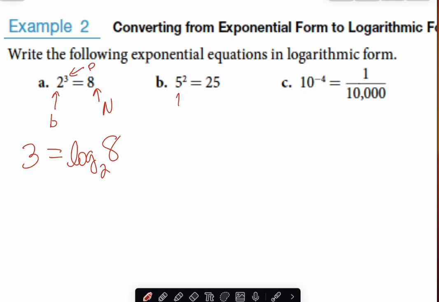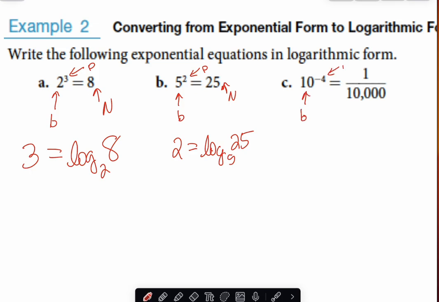So here, our base is 5, our power is 2, and our answer is 25. So if we say that our power of 2 is the log base 5 of 25, what's that really saying? Well, that's saying, what power would I put on 5 to get 25? Oh, the answer is 2. I would put a power of 2. The answer to a logarithm is always the power. So let's do it one more time. Our base is 10.